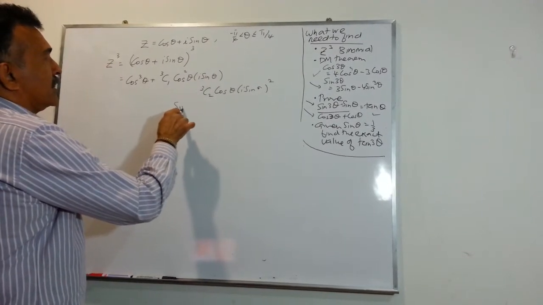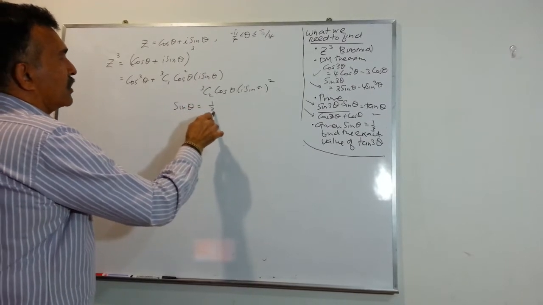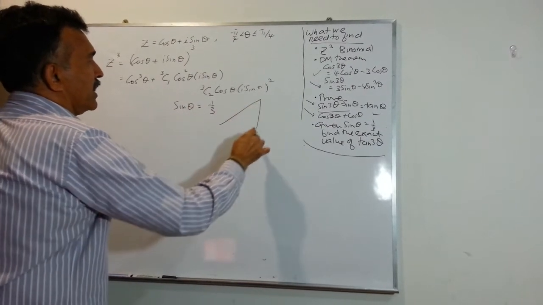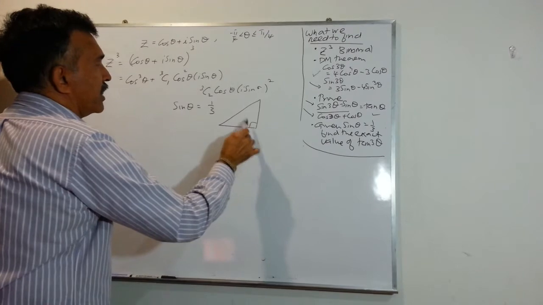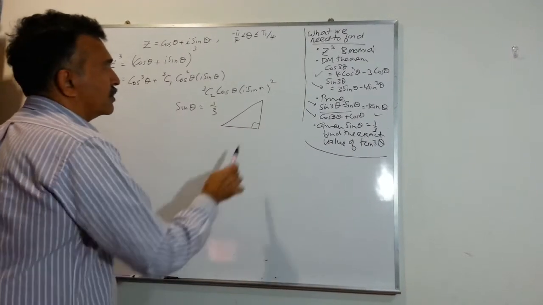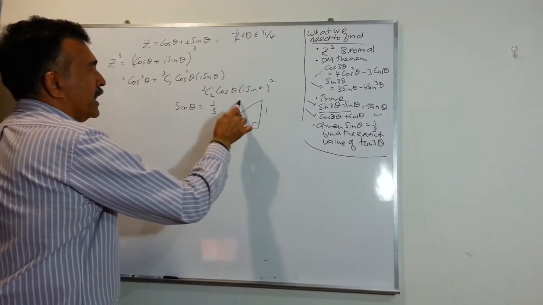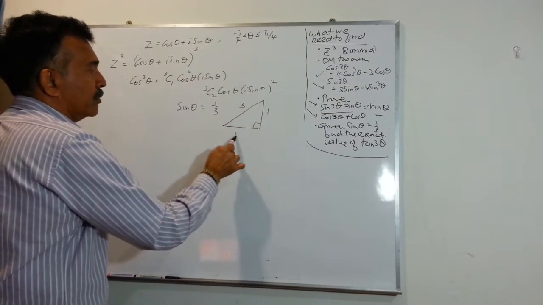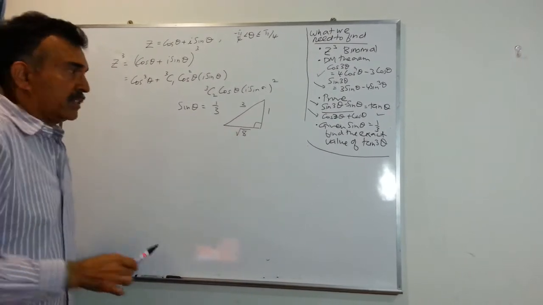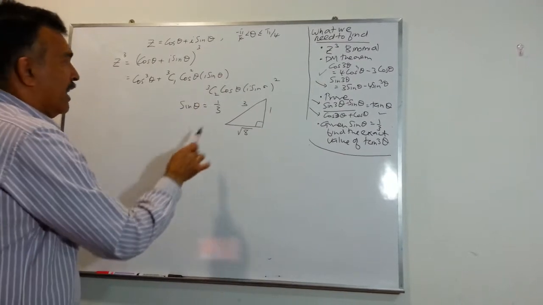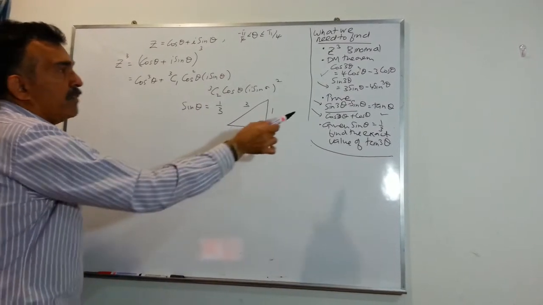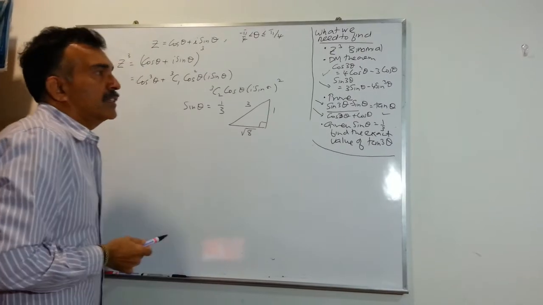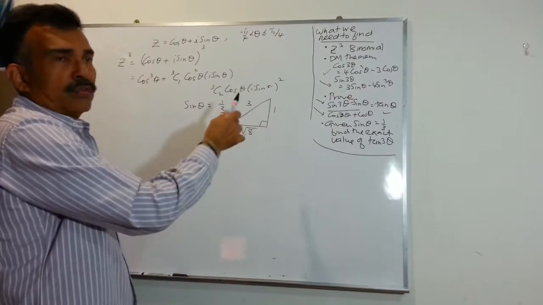Sin theta is 1 over 3. So let's use Pythagoras theorem and a right angle triangle. Sin theta is 1 over 3, so I have my opposite and my hypotenuse. So my adjacent will be 9 minus 1, which is the square root of 8. Good. Now, I have my identities here, sin 3 theta and cos 3 theta.